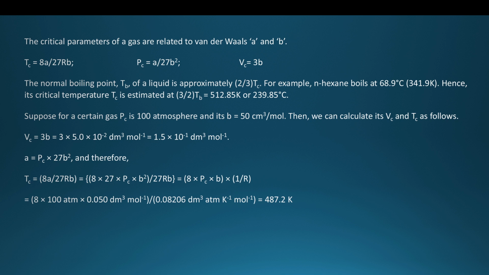Near satisfactory result. Suppose for a certain gas Pc is 100 atmosphere and its b value is 50 cubic centimeter per mole, then we can calculate its critical volume and critical temperature as follows. Critical volume Vc equal to 3 times b, critical temperature equal to 8a upon 27Rb. Such numericals are very important, very simple, very small, often asked in examinations.